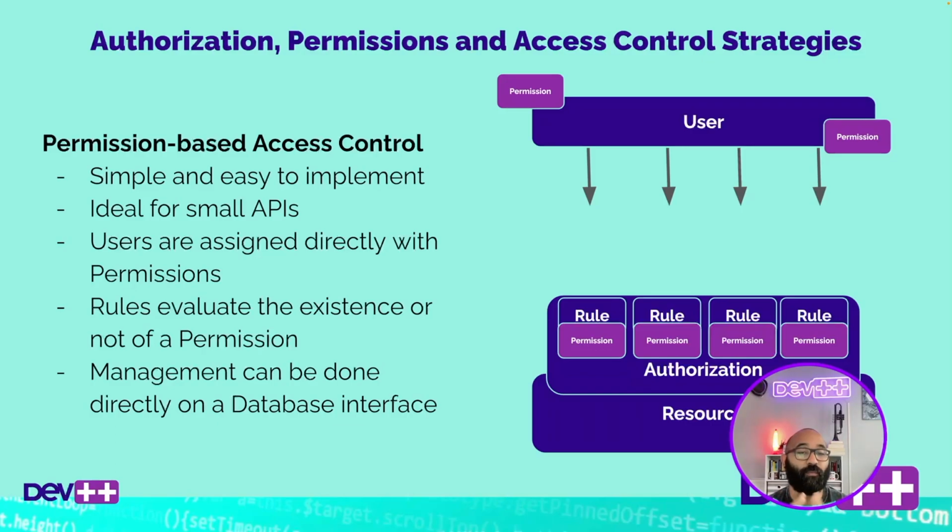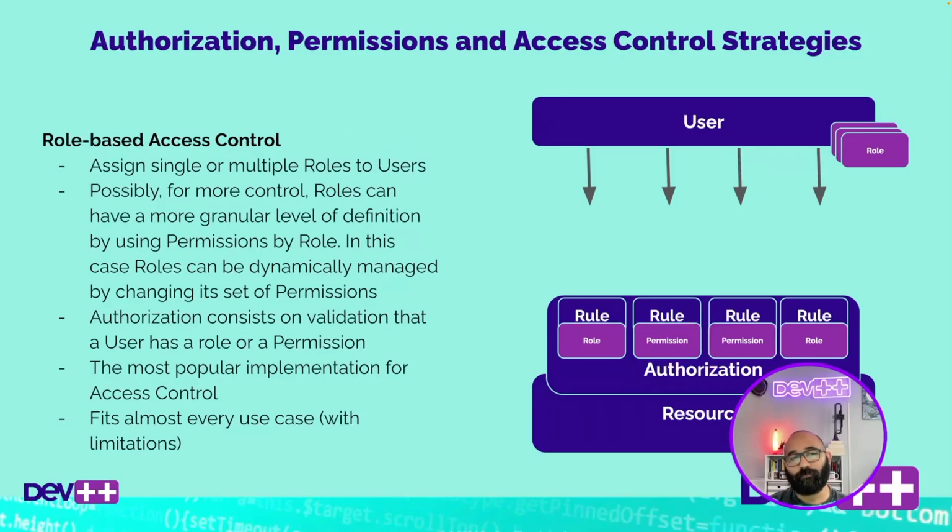Users are assigned permissions directly. This could be in a users table. You can imagine it like attributes in a users table. And rules are basically an evaluation of whether a user that is trying to make a request has permission or not, or has a specific permission or not. Management, given the simplicity of the strategy, can be done directly on a database interface, and usually it's done that way, right? Because of the conditions of simplicity.